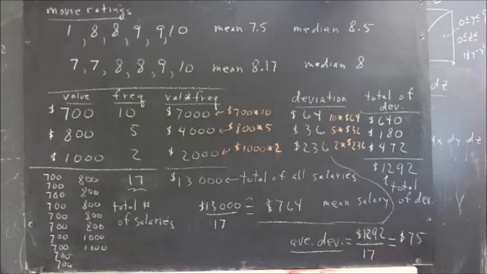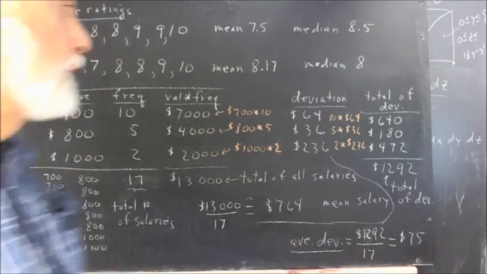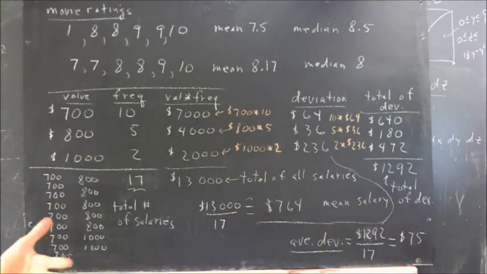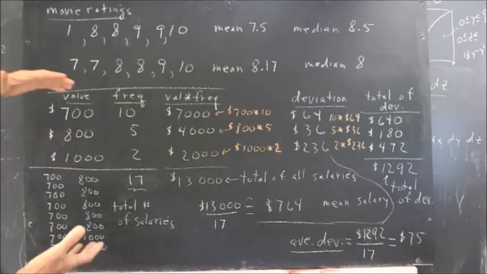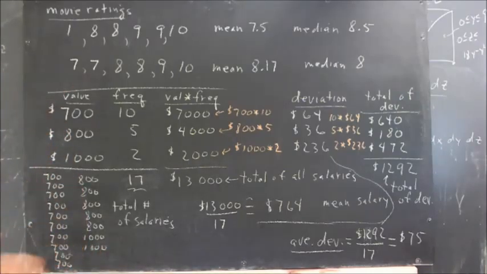Okay, well, we found the mean, $764. We want to find the mean deviation. Well, it makes sense then. We could do it, again, by listing all 17 results. The list is short enough that that would actually be feasible. It would kind of be a waste of time, but it would be feasible.